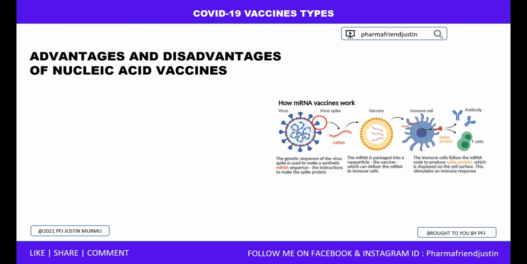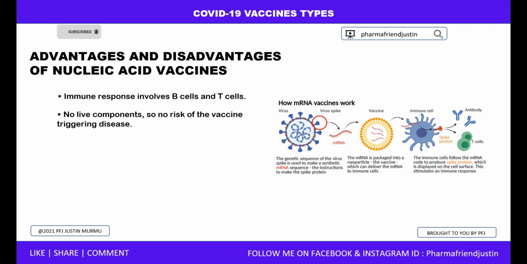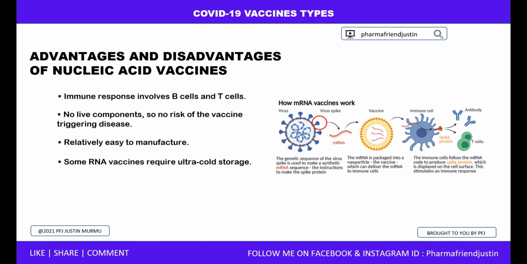Advantages and disadvantages of nucleic acid vaccine. Immune response involves B cells and T cells. No live components, so no risk of vaccine triggering disease. Relatively easy to manufacture. Some RNA vaccines require ultra-cold storage. Never been licensed in humans. Booster shots may be required.